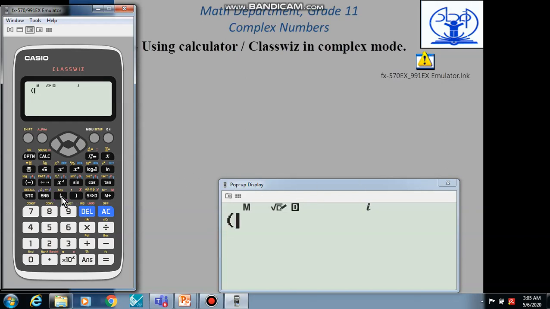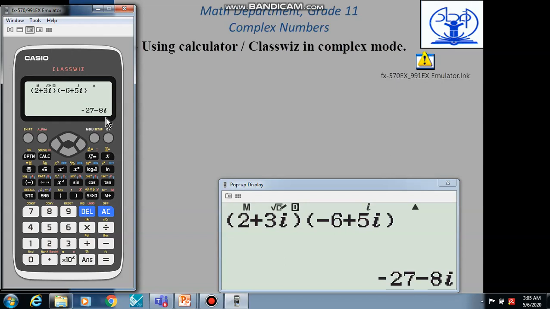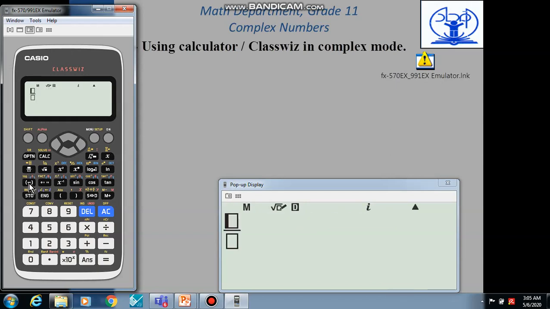It's very easy. For example, 2 plus 3i. When I want to put i, I simply have to press ENG here, without shift, without anything. For example, bracket minus 6 plus 5i, close the bracket, equal. Here is the answer. For example, if I want to put 1 plus i over 1 minus i, we see in the example, just press equal, we get i. We saw that in the slide before.